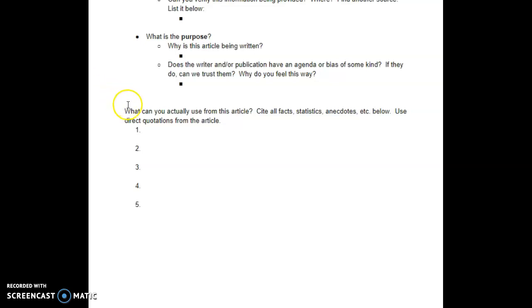So, at the very, very bottom, we have what information can you actually use from this article. This is where you're going to find quotes, facts, statistics, anecdotes, anything at all, graphs even, from the article that you could eventually use for your research paper. I have 5 here, 5 bullet points. If you've got 10, then hey, keep adding, you might as well. If you don't quite have 5, again, that can often be fine. Don't worry about it too much.